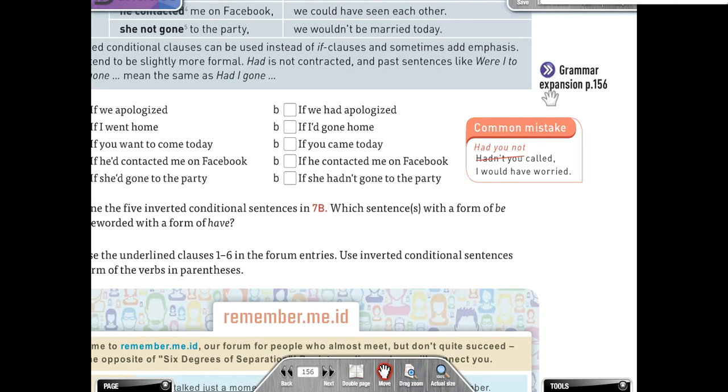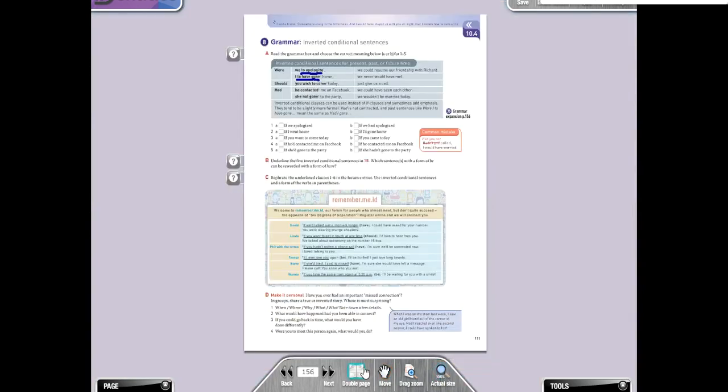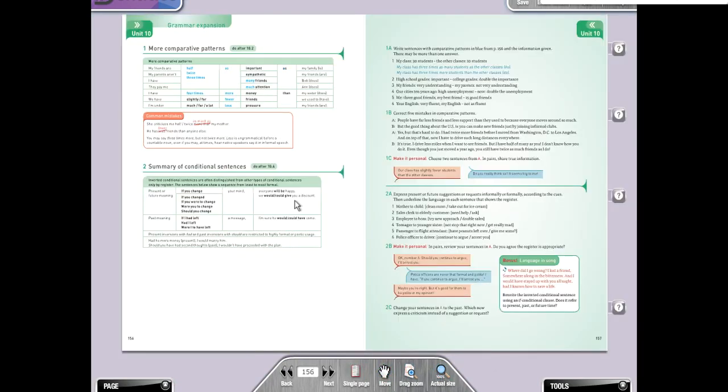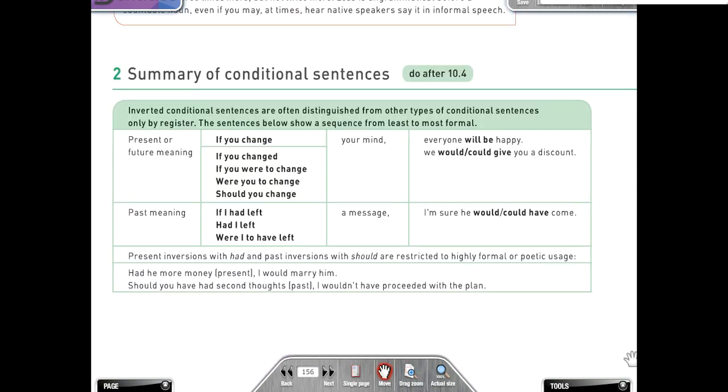Well, now we are going to the grammar expansion 156, and we are going to answer some of these exercises. If you have the good luck to have the books at home, that's great. If not, don't worry, okay? Remember, in this case, we are going to work in these two parts, 156 and 157. And it is the same, only they give us special information.